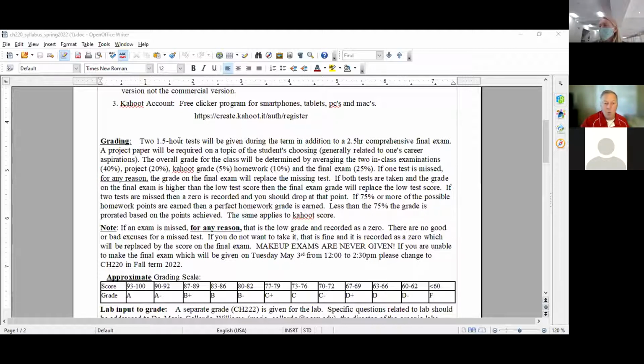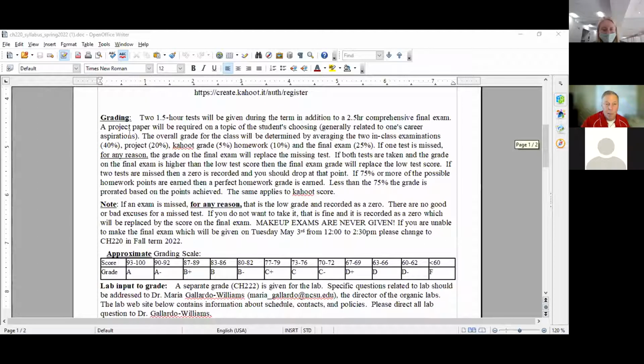So we're going to have two in-class tests. And I say 1.5 hours, but typically they don't take 1.5 hours. They're usually designed to be about an hour long. Now, if you finish early, obviously you can leave, but if you want to take the whole 1.5 hours, you can. So that's that. In addition, we have a 2.5 hour final exam. We already talked about when that is.